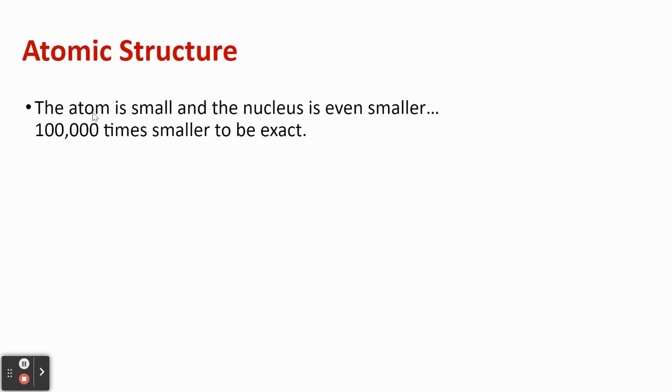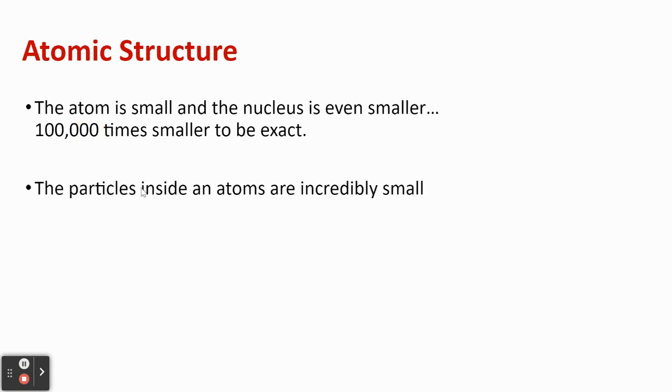Now, an atom is small, and the nucleus is even smaller. The nucleus is about 100,000 times smaller than the whole atom. So the particles inside an atom have to be even smaller than that. So if we look at a very basic diagram, the diameter of a typical atom is about 10 to the minus 10 meters, which is super small. But the nucleus is 10 to the minus 15 meters in diameter, which is about 100,000 times smaller. And the subatomic particles, the protons and the neutrons and the electrons, they have to be smaller still.